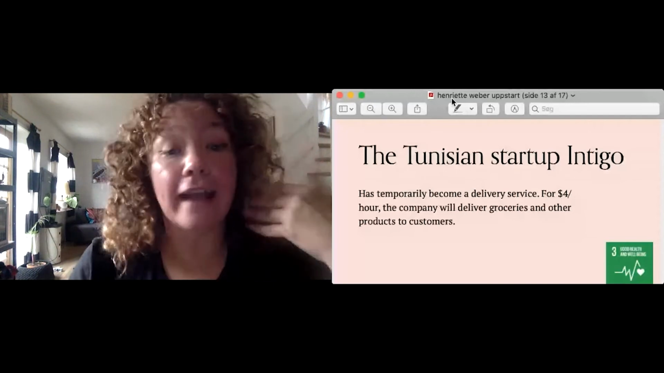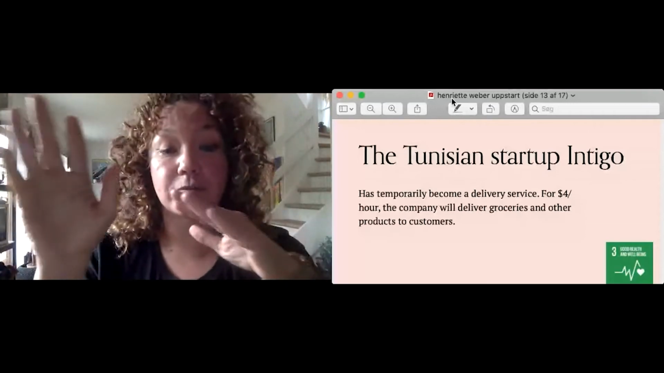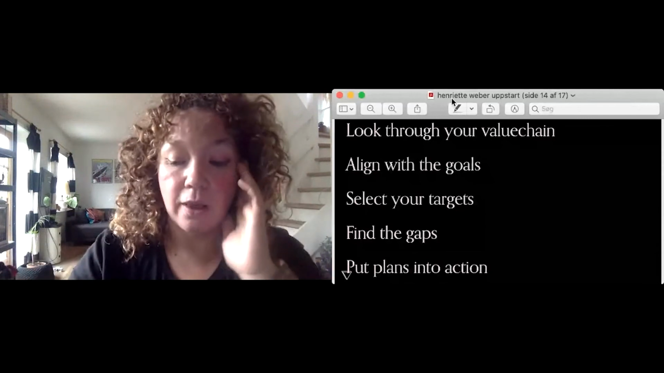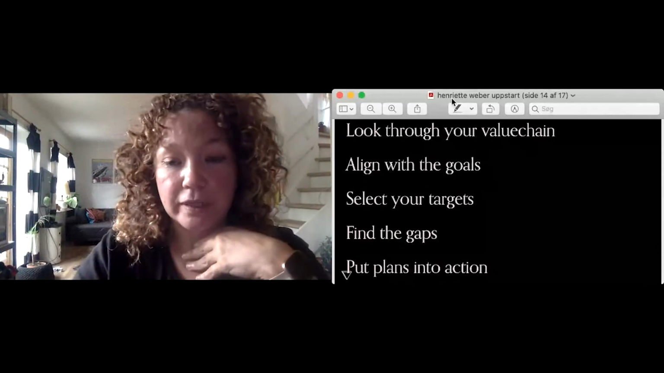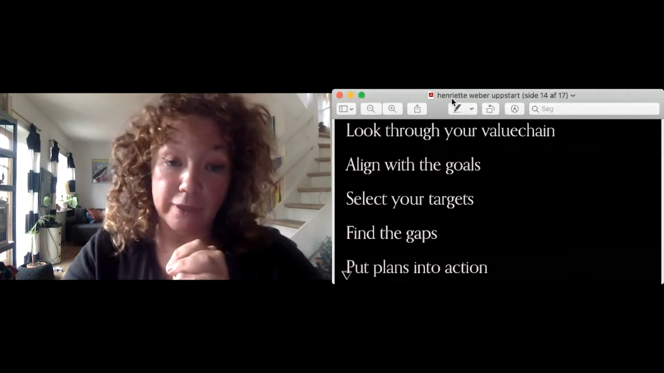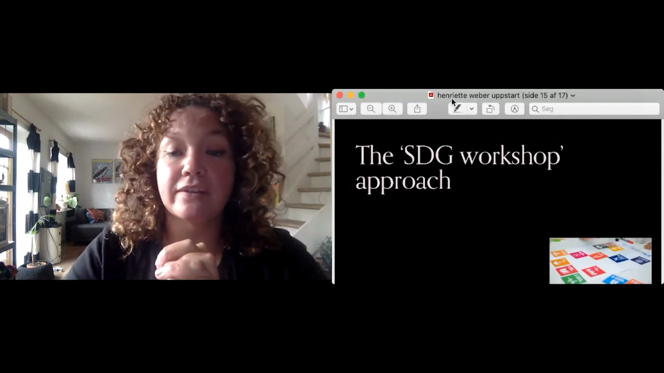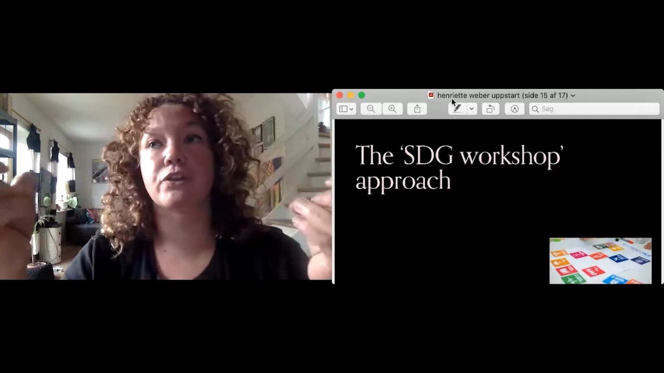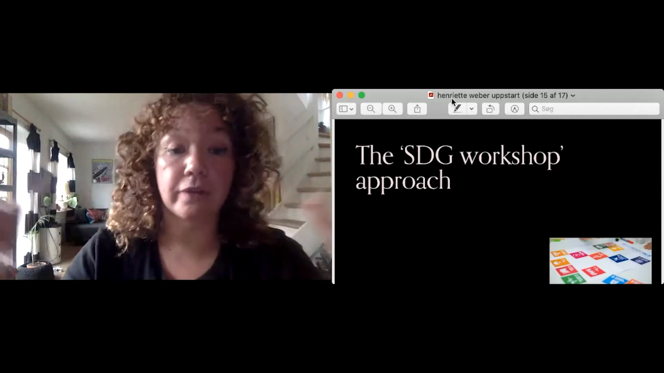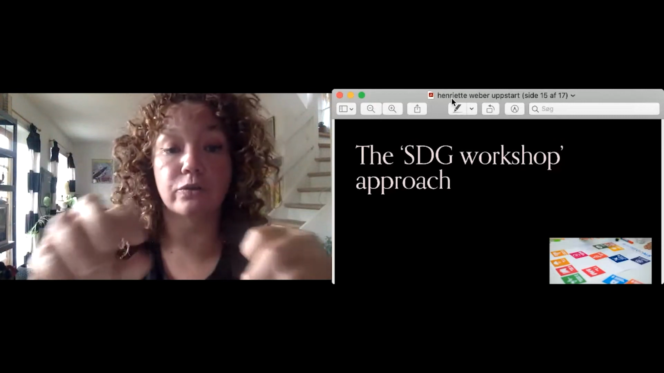So this is, if you Google how to implement your SDGs, this is what it would come up with. I just grabbed this from Google and I think it's brilliant. You can look through your value chain, align with the goals, select the targets, find the gaps and put plans into action. But I really like a more participatory way of doing it. What I've been working with at the NGO I was with, and also at a Nordic think tank where we also worked with SDG implementation, was an SDG workshop approach, and it would basically be participatory. We would put up all 17 goals on papers, and we would get all the workers and our partners together for a huge dinner and say, okay, these are the goals, these are the sub targets. Which one do you think we can deliver on?